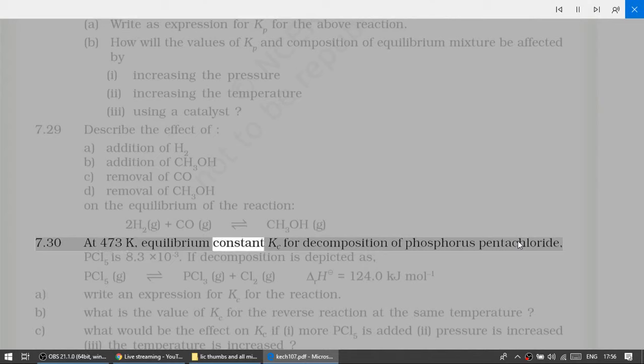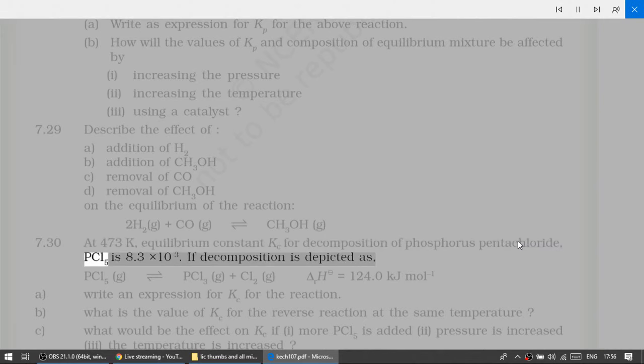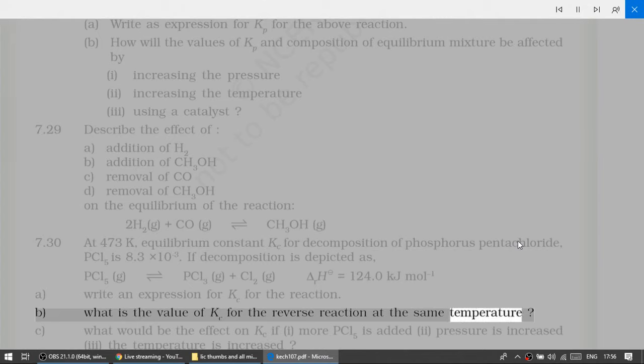7.30. At 473 K, equilibrium constant Kc for decomposition of phosphorus pentachloride, PCl5 is 8.3 × 10^-3. If decomposition is depicted as PCl5(g) ⇌ PCl3(g) + Cl2(g), ΔH = 124.0 kJ mol^-1. A. Write an expression for Kc for the reaction.